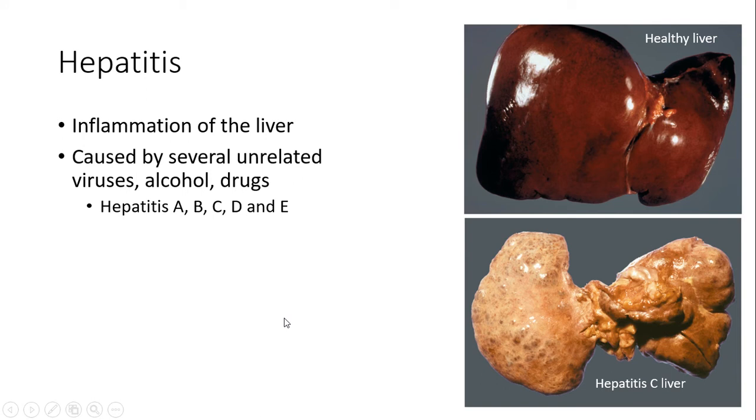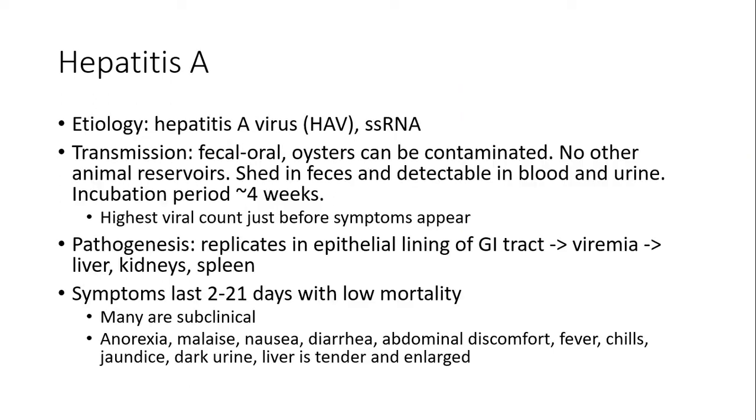So we'll move on to hepatitis, which is an inflammation of the liver. So on the top, we have what looks like a healthy liver. And on the bottom, you can see the effects caused by hepatitis C. So very drastic effects. They're going to be caused by several unrelated viruses. And there can also be contributions from things like alcohol use and drug use. So hepatitis, there are 5 different variants of this, and we'll go through each of them. All of them are caused by different viruses.